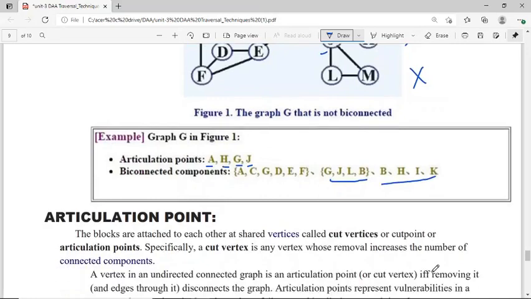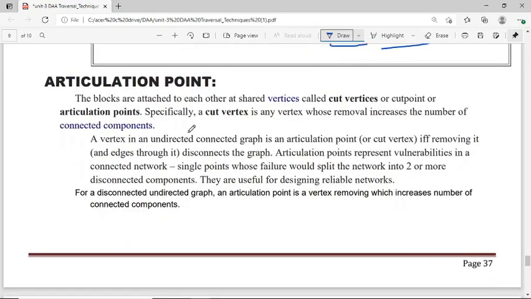Fine. So now, the last topic of today's lecture is articulation point. What is an articulation point? If you remove an edge from the graph and it divides into two or more subgraphs, that is called an articulation point. So the blocks are attached to each other at shared vertices called cut vertex or cut point or articulation point. These are the three names of the articulation point: first one is cut vertex, then cut point, and articulation point.